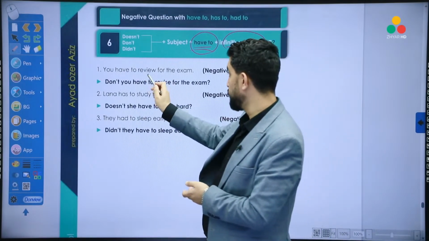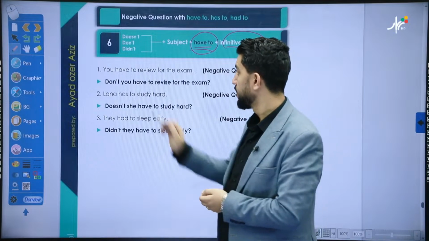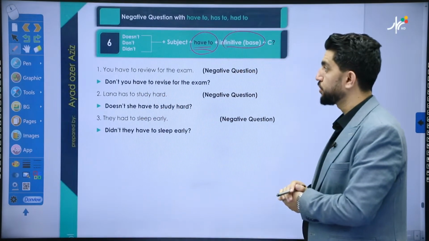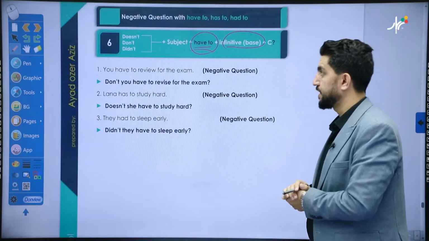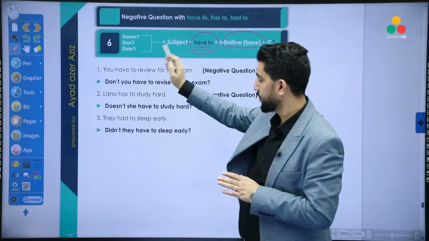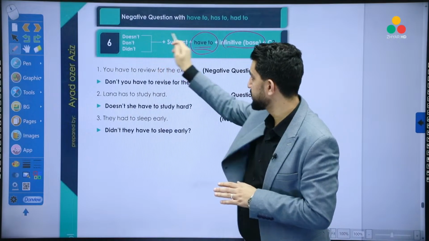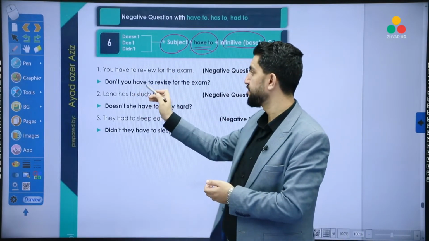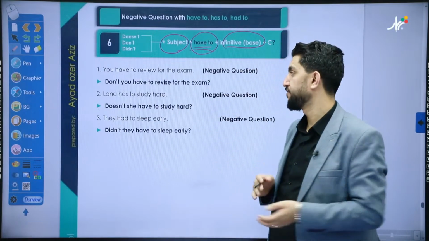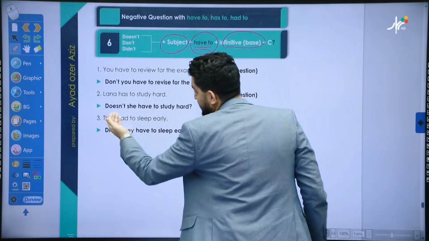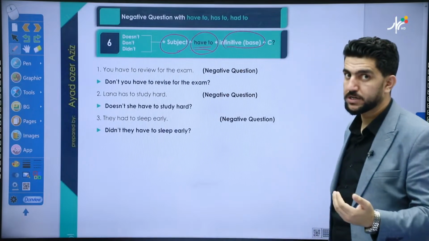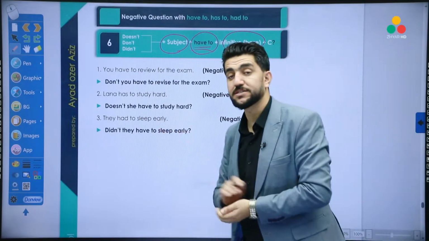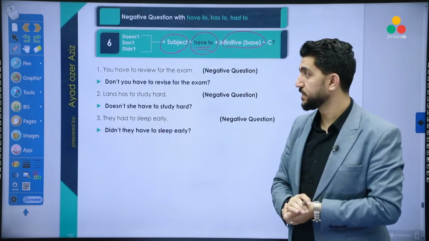You have to revise for the exam. Don't you have to revise for the exam? Don't forget: doesn't, don't, didn't, plus subject, then have to. So not "don't have to you", but "don't you have to". Lana has to study hard. Doesn't she have to study hard? Okay, they had to sleep early. Didn't they have to sleep early? Like this.